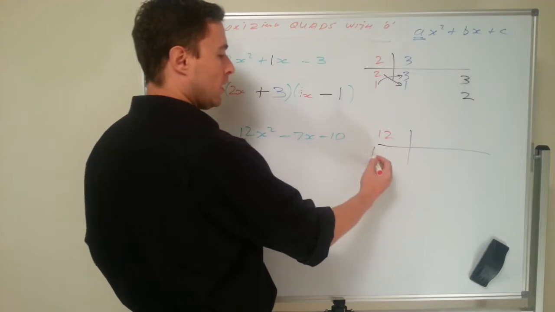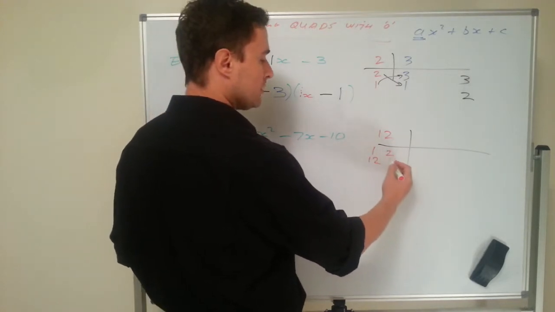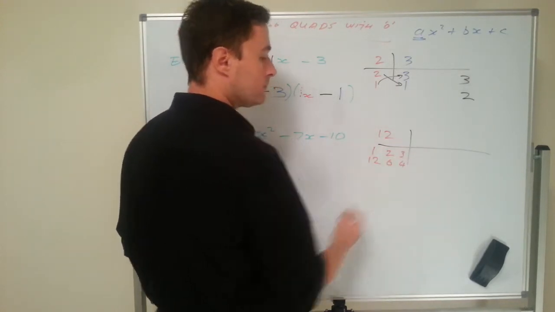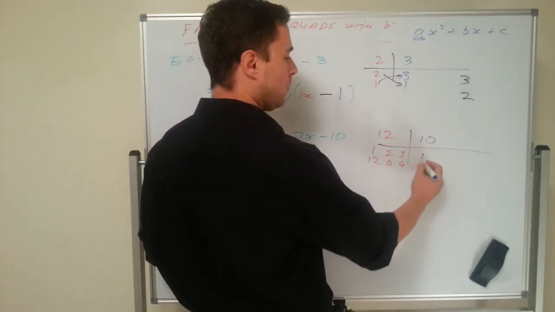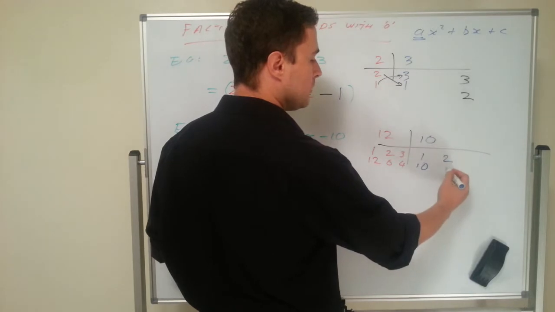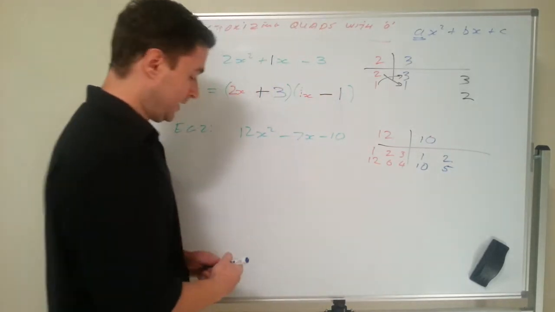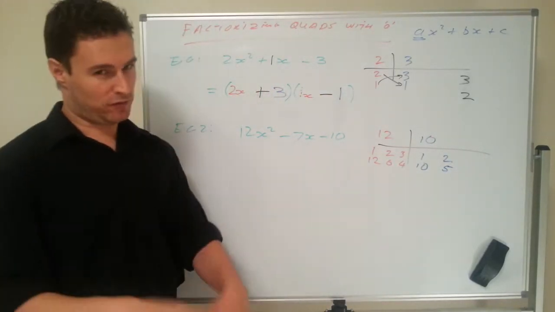Factors of 12 are 1 and 12, 2 and 6, and 3 and 4. Okay? Factors of 10 are 1 and 10, and then 2 and 5. Okay? Right, I'm going to go a little bit faster with this in order for us to get this.